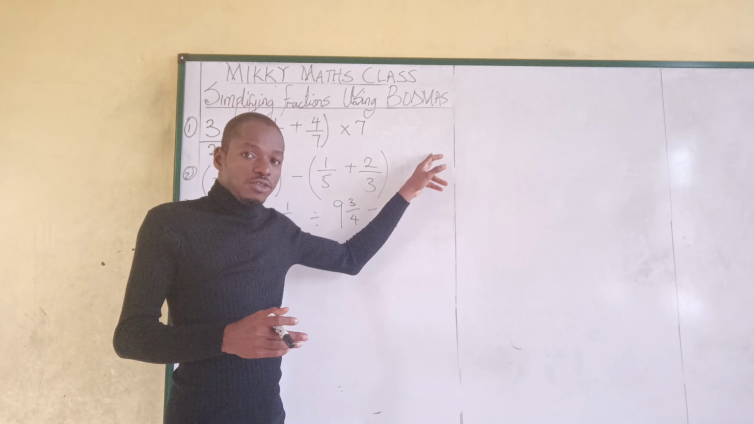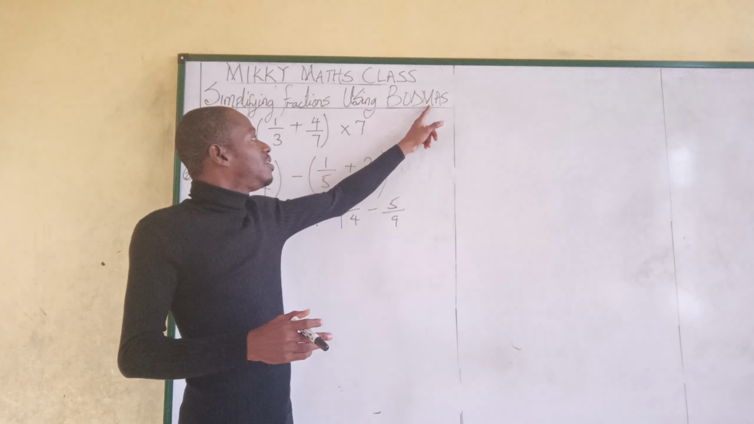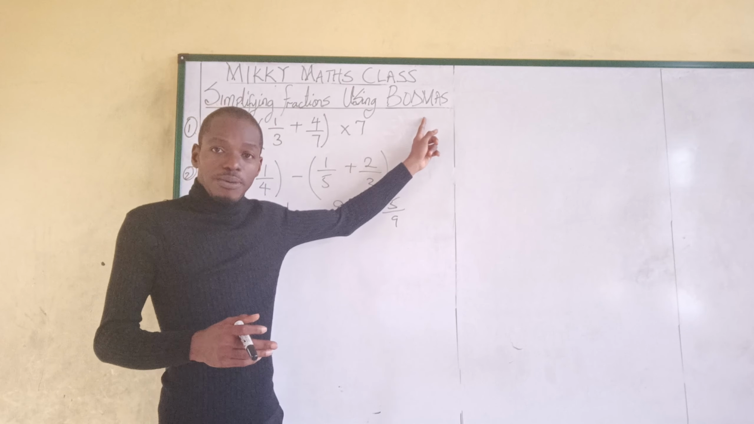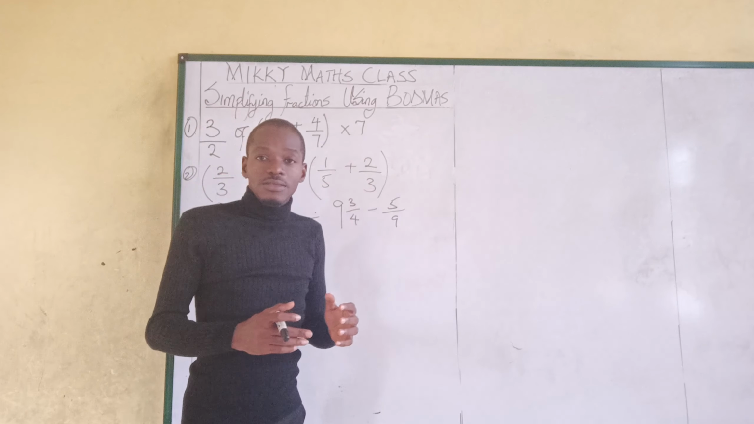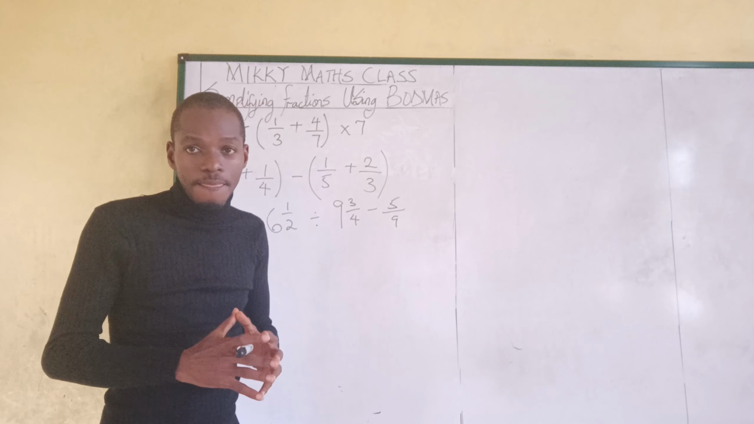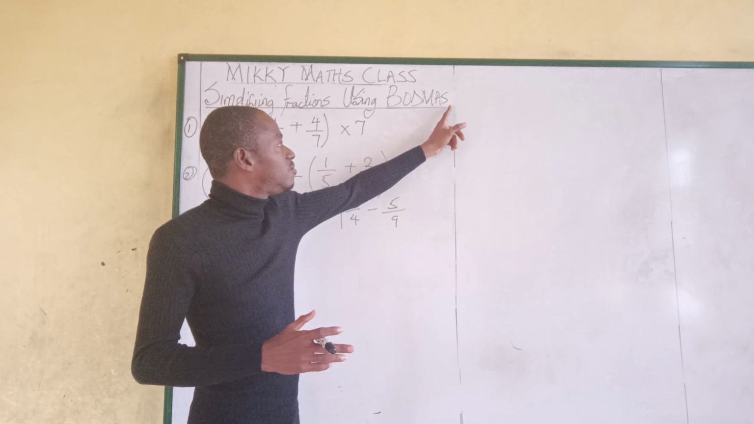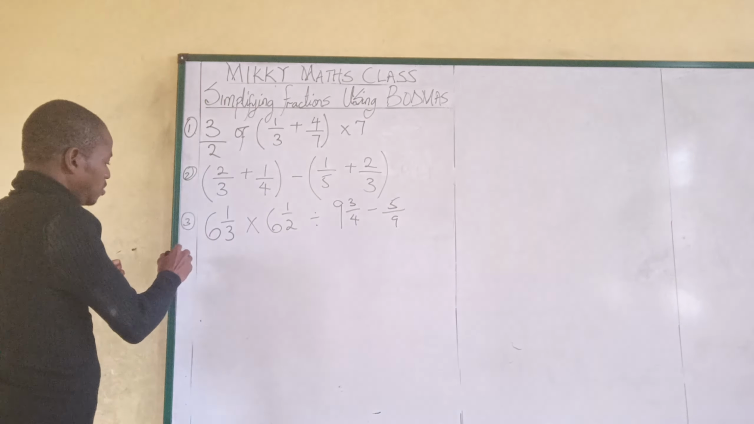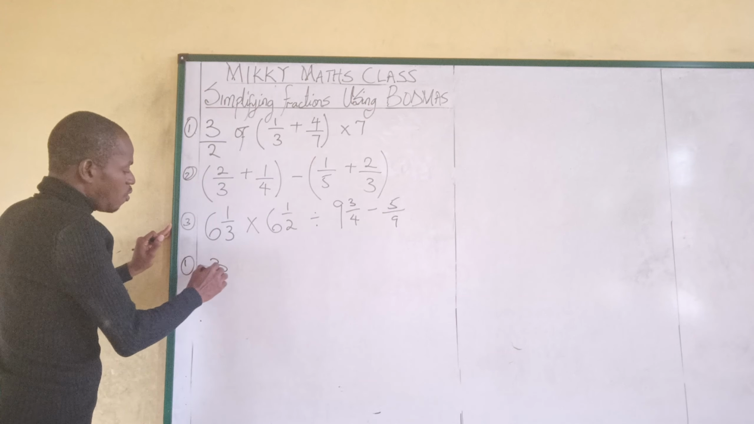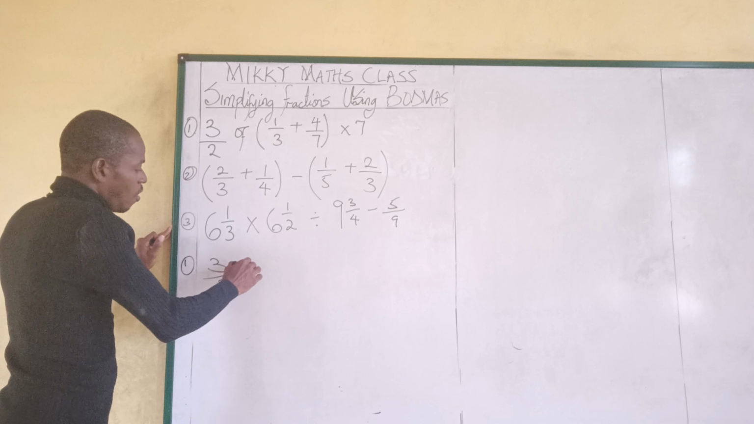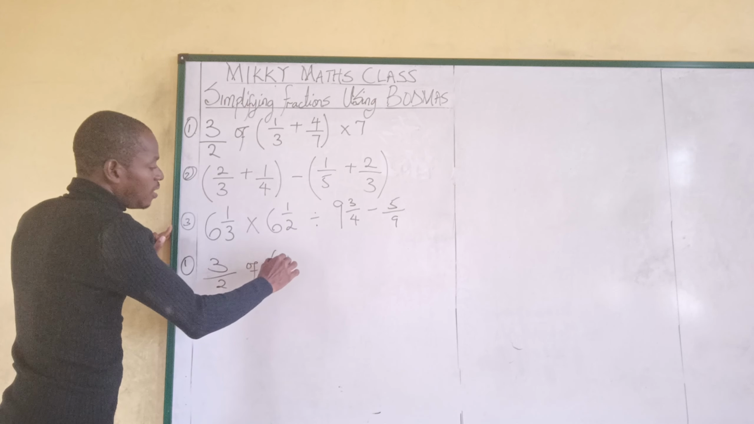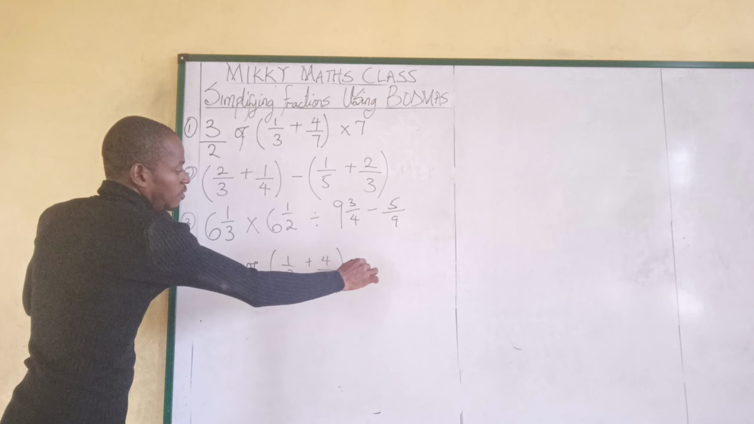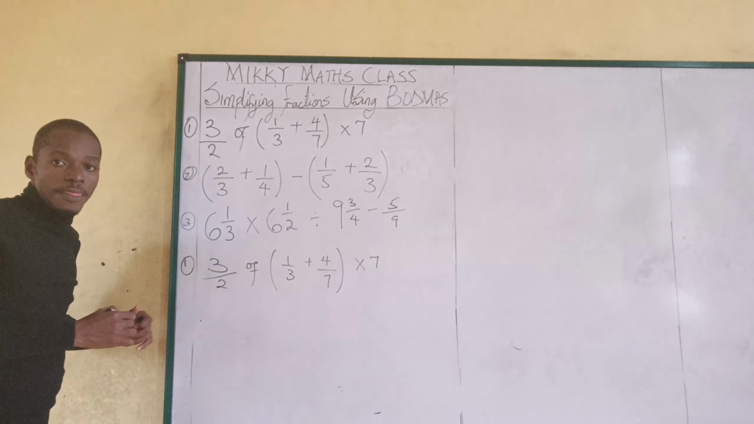The D means division. The M means multiplication. That means I must divide before I multiply. The A here means addition, and the S means subtraction. Now let's look at the first question. The first question says 3 over 2 of (1 over 3 plus 4 over 7) times 7.